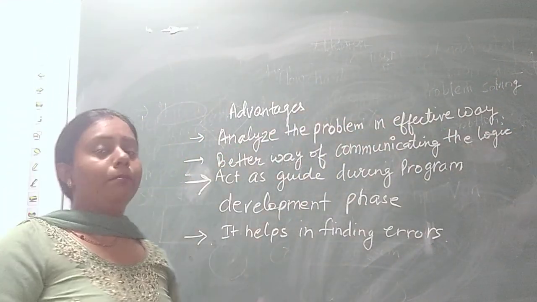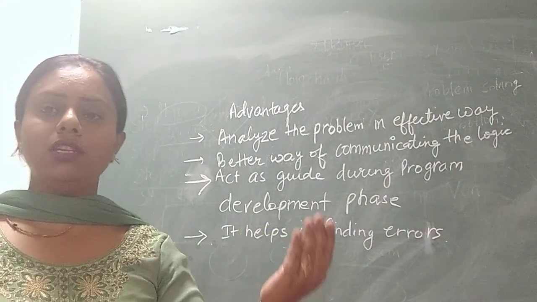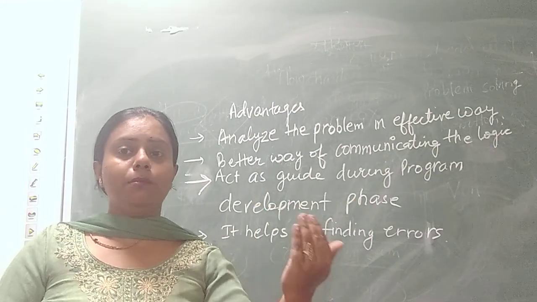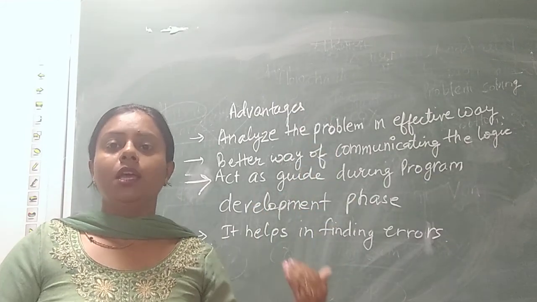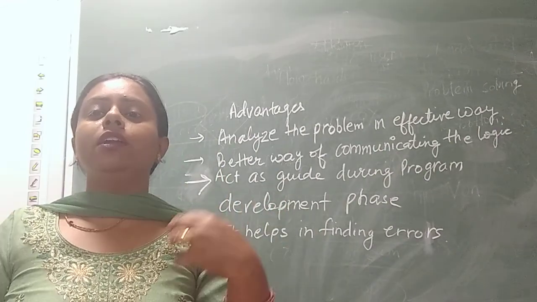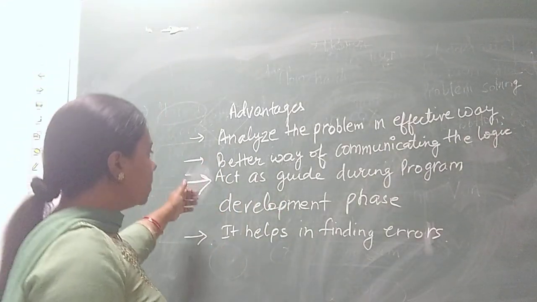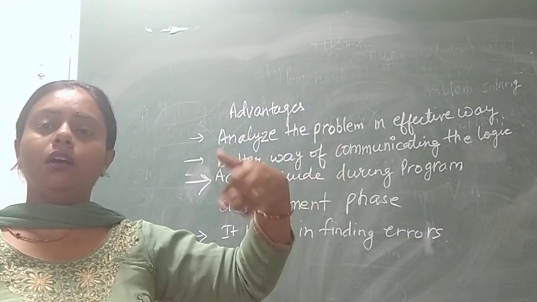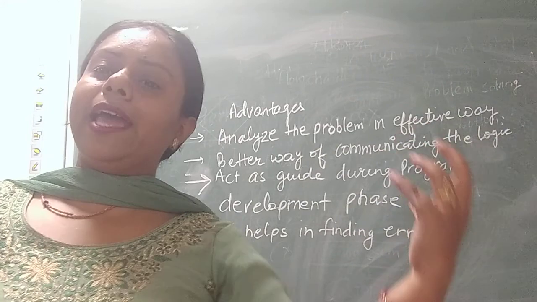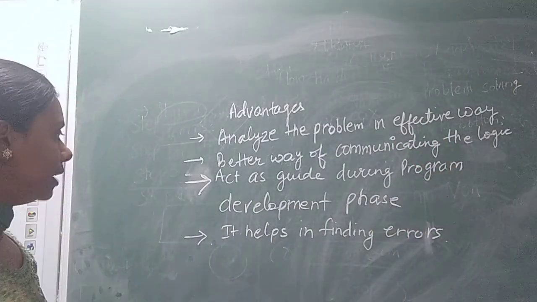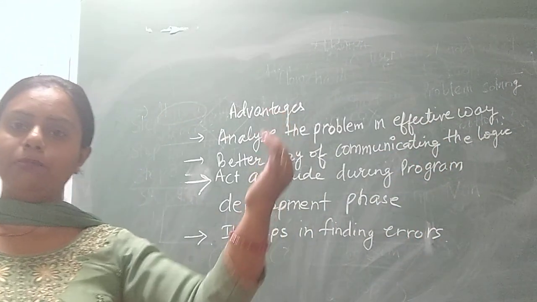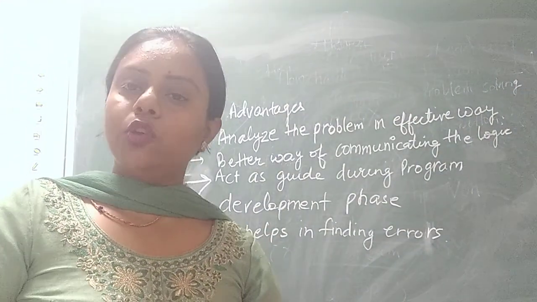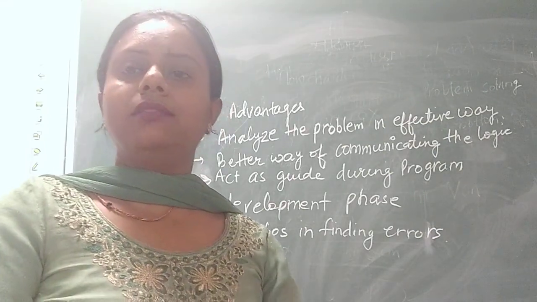The next is that it is a better way of communicating the logic, because a diagrammatic representation is easily understandable as compared to when we write the program. Diagrams are a more effective way of understanding the problem. Next, it will act as a guide during the program development phase. When you have to design the program, it will act as a guide to us. And with the help of a flowchart, with the help of diagrams, it's very easy to find if there is some error. If there is some error, we can correct it.